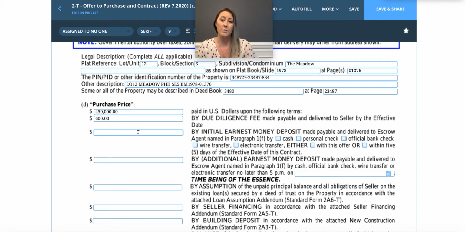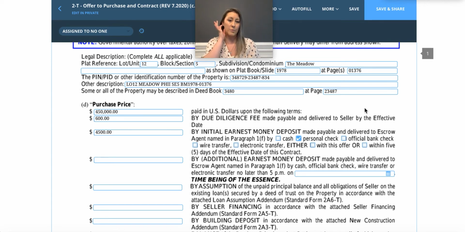So this one is going to be higher. We're going to say we're going to give $4,000 earnest money. I know I said 1%, so we can say $450, or $4,500, sorry. So we'll do that. And I always say personal check.